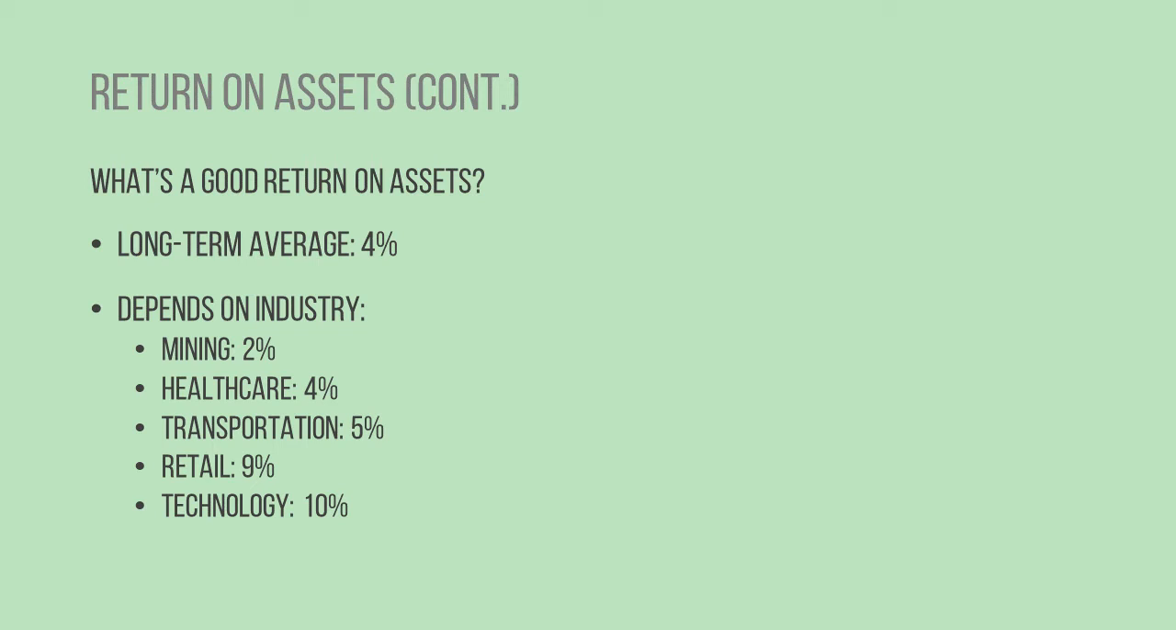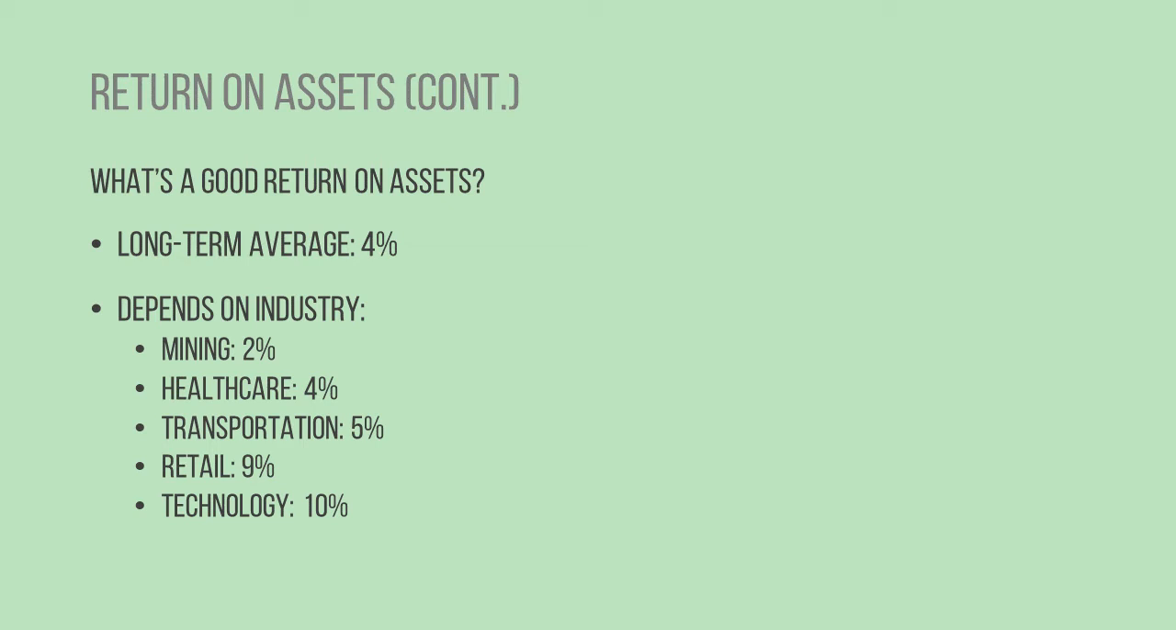Very heavy-duty things where you have a lot of assets, things like mining, are relatively low. Healthcare can also be very asset-intensive. You need to buy expensive equipment for hospitals, etc., so that's also quite low. Transportation is medium, and retail, as you can see, is a bit higher, 9%, less intensive, and technology is usually around the highest, around 10%, and that's because you don't need that much to make profit. The actual amount of money to go into the business is relatively slim.